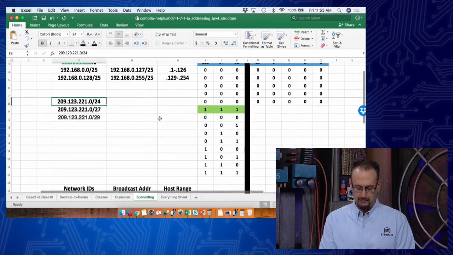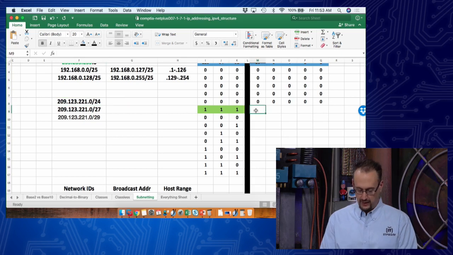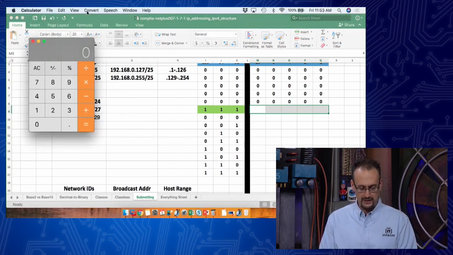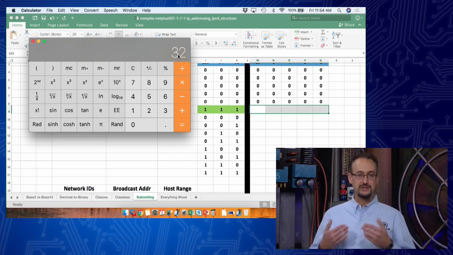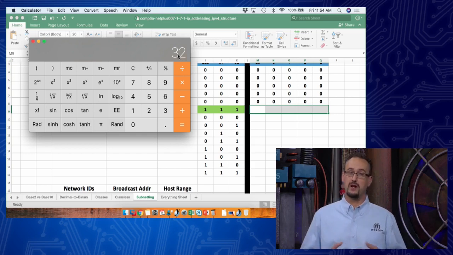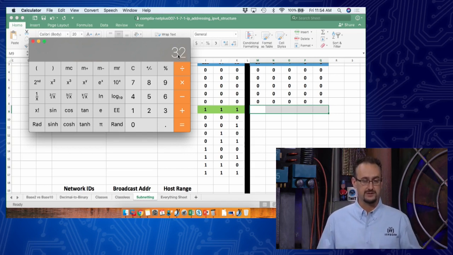and we went back over to our trusty Excel spreadsheet, we looked at borrowing those 3 bits. 224 in that last octet would give us 8 networks. Then we counted the host bits up. If we've got 5 host bits, we come out here to our calculator, and let me change this to a scientific calculator, and we do 2 to the power of 5. We see that that gives us 32 possibilities. Remember, we cannot use the first and the last address, so that's 30 overall hosts on each of these 8 networks that we created.